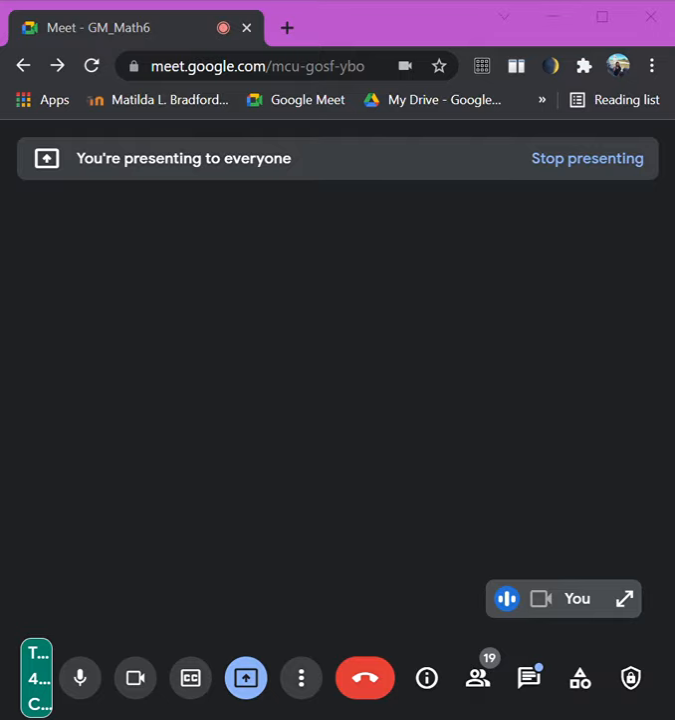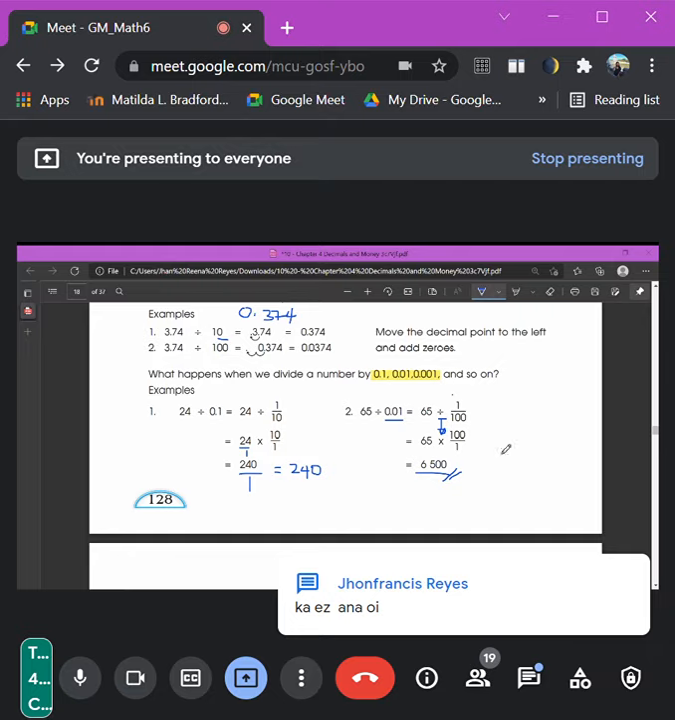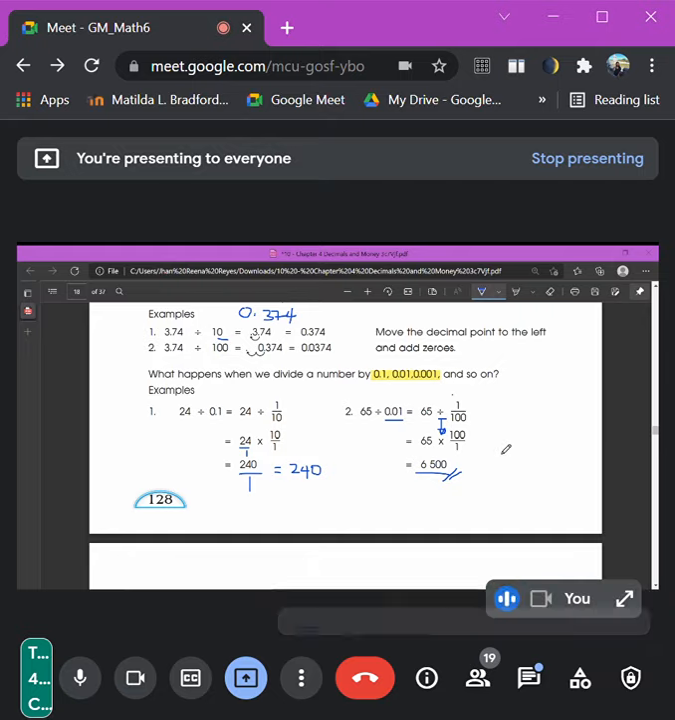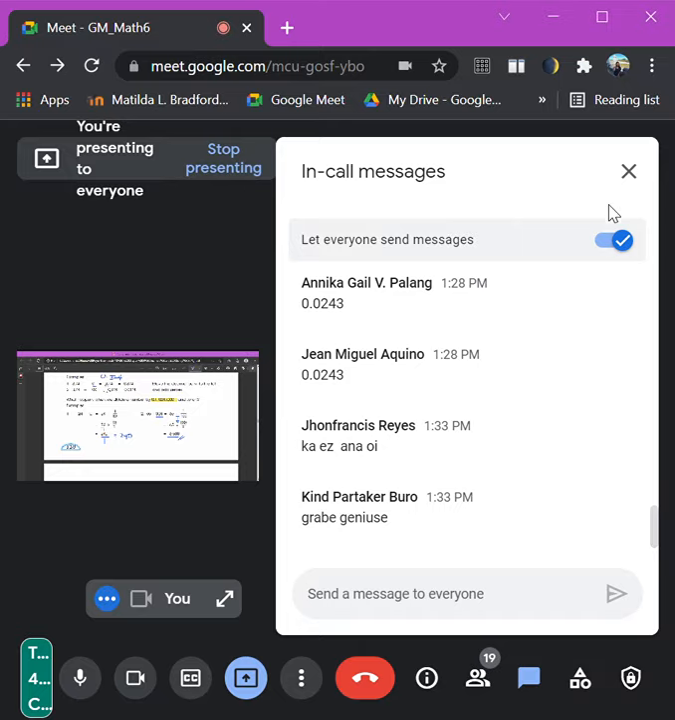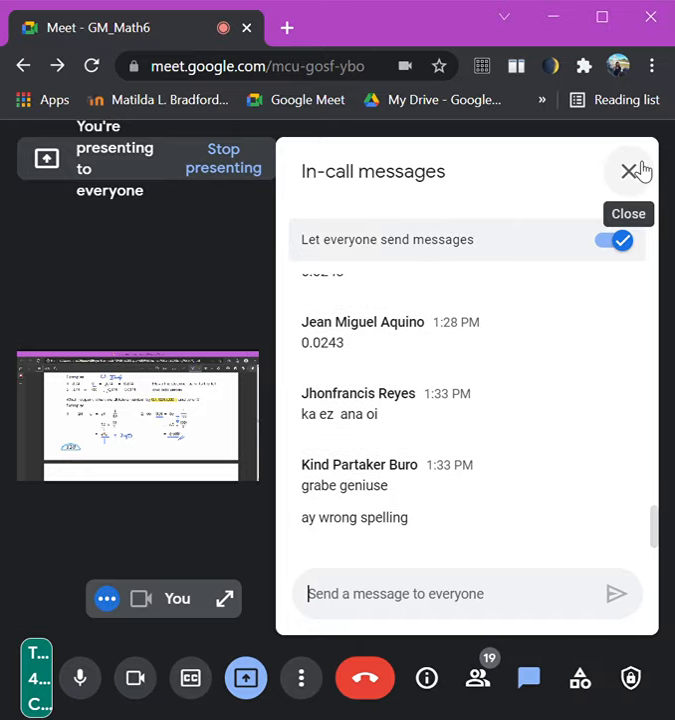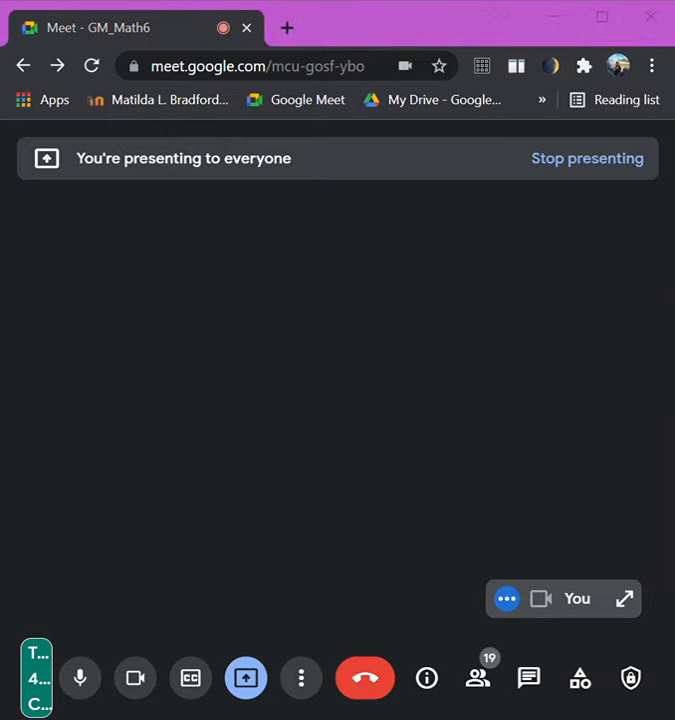Okay. So far, any questions about this? If ever, the divisor is in decimal form too. Okay. Oh, it's easy, they say. Okay, very good, since it's easy.